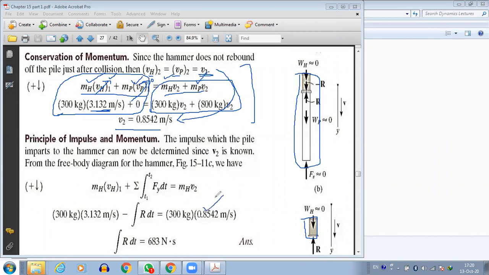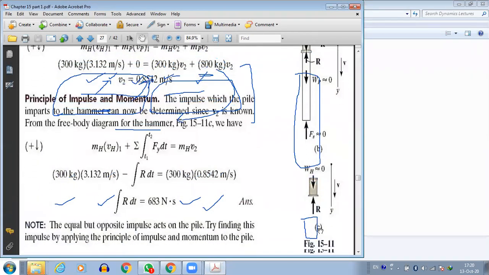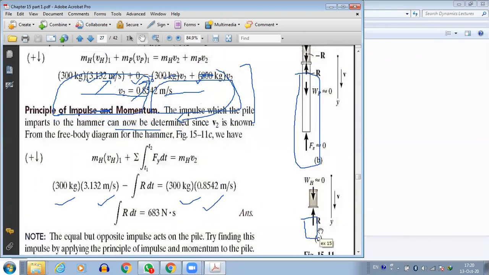We know velocity 2, we know velocity 1, we know the mass of the hammer. We can find what is the reaction force. So that's the solution of this problem.